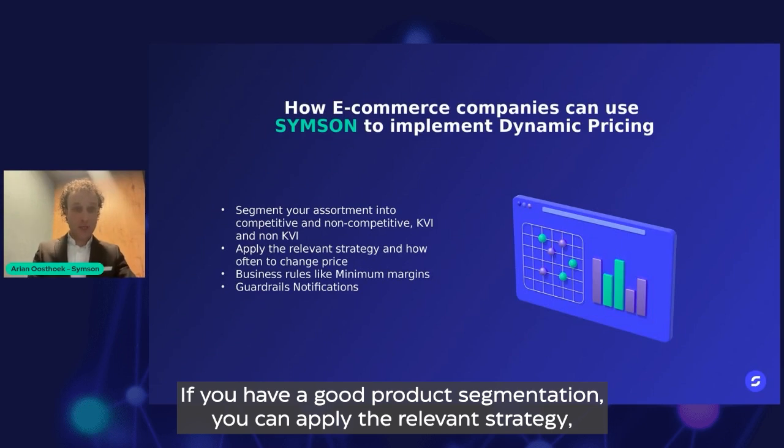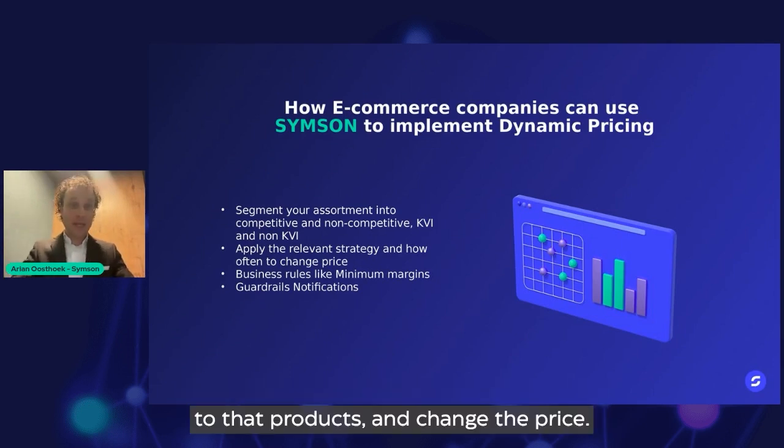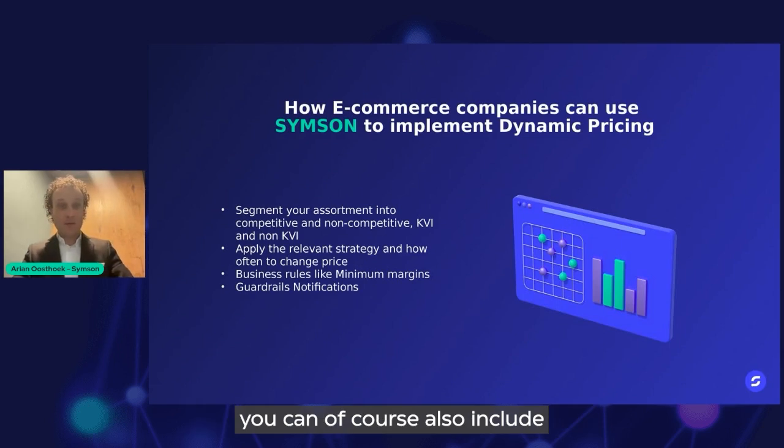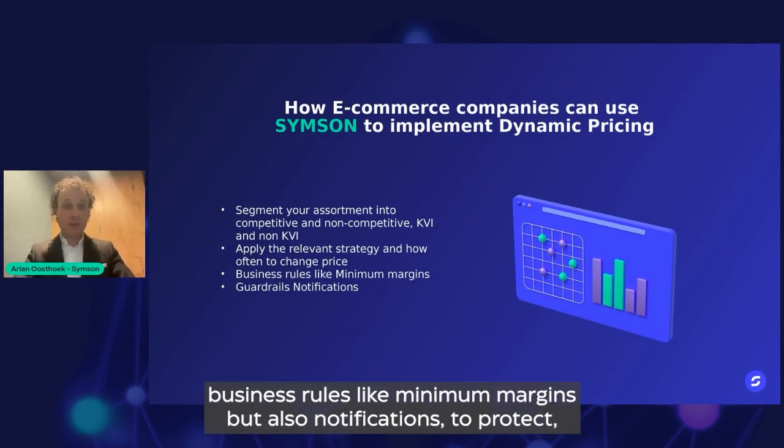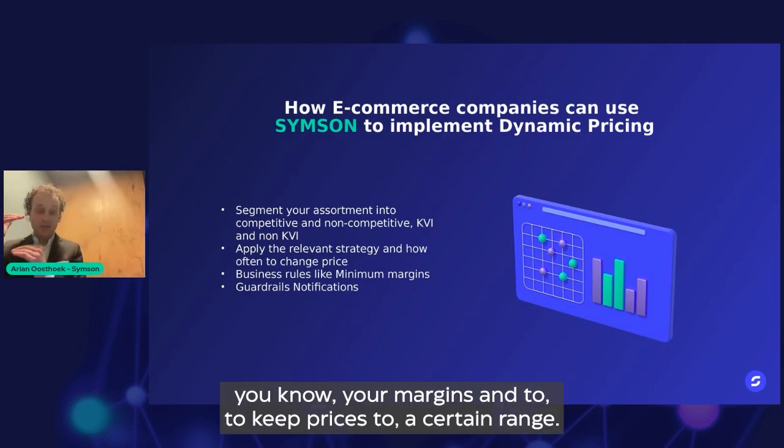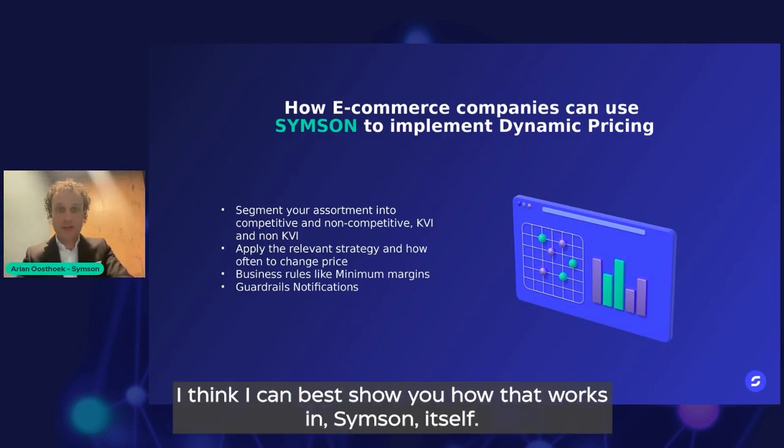If you have a good product segmentation, you can apply the relevant strategy to those products and change the price. And you can, of course, also include business rules like minimum margins, but also notifications to protect your margins and to keep prices within a certain range. I think I can best show you how that works in SYMSON itself.